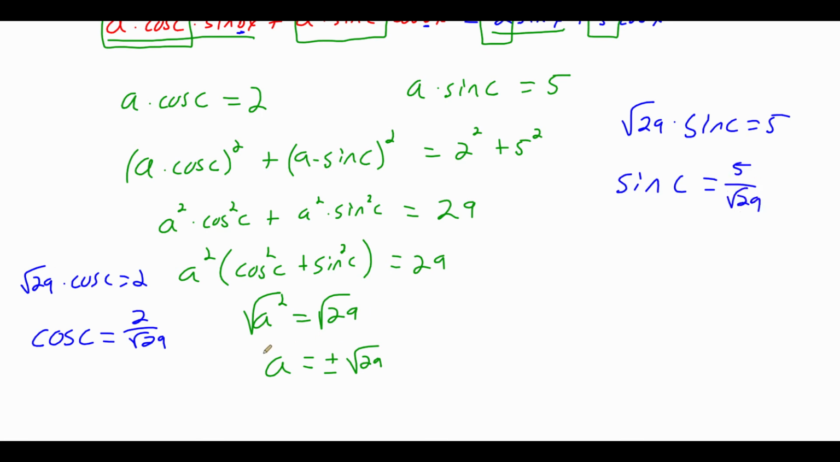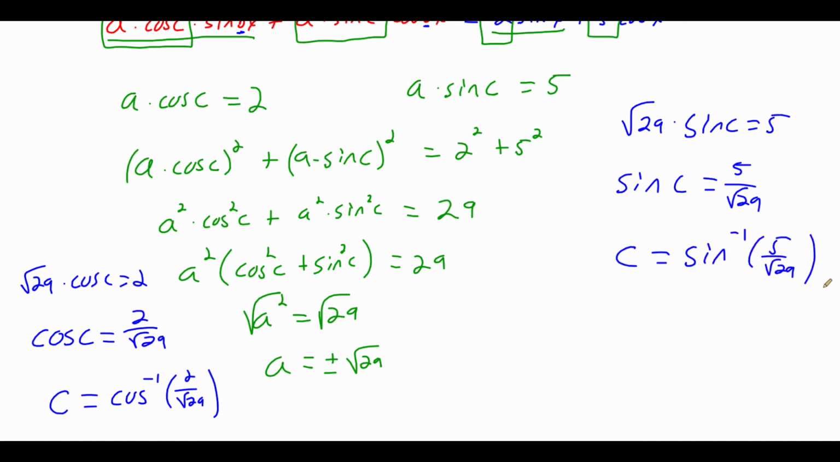Now, to solve for c, it really doesn't matter which one of these we use. If we use this cosine equation, then c equals the inverse cosine of 2 over root 29. Or if we use this sine equation, c equals the inverse sine of 5 over the square root of 29. Like I said, it doesn't matter which one of those we use.